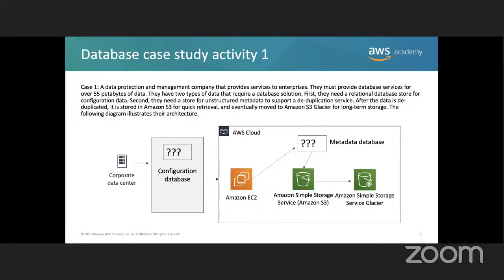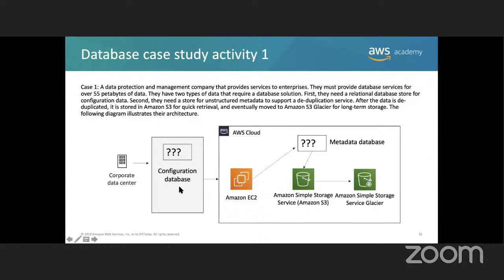Okay, this is another case study. A data protection and management company that provides services to enterprise must provide database services for over 55 petabytes of data. They have two types of data that require a database solution. First, they need a relational database store for configuration data. Second, they need a store for unstructured metadata to support a deduplication service.